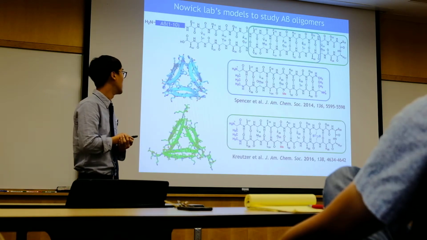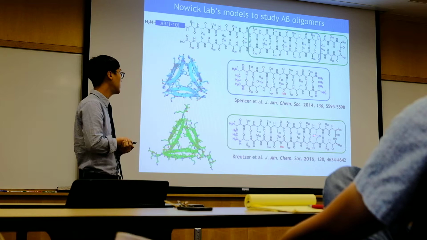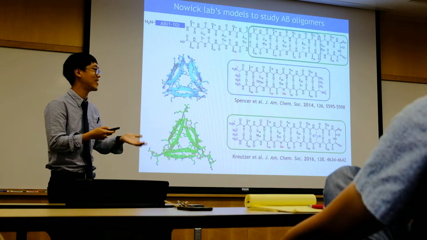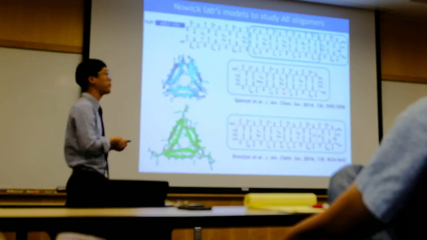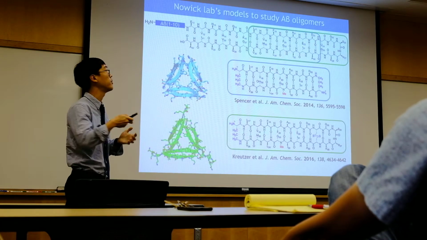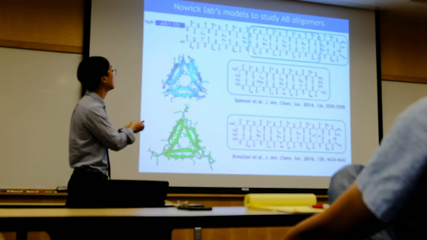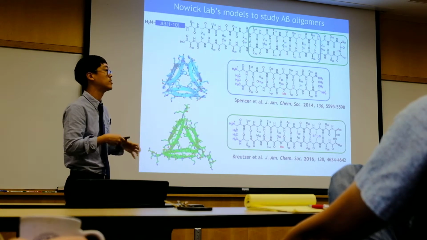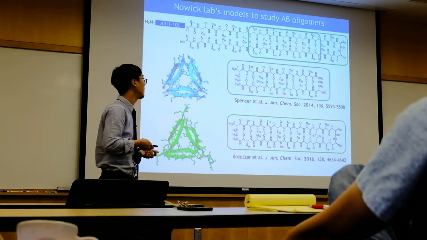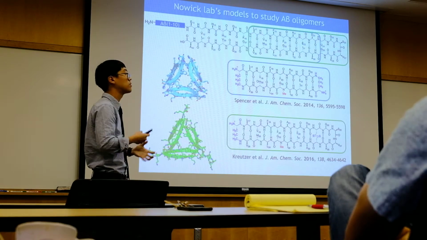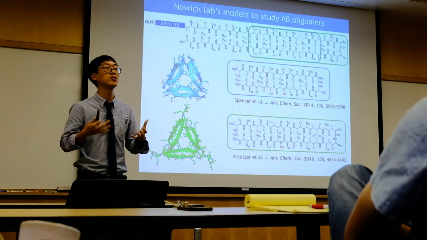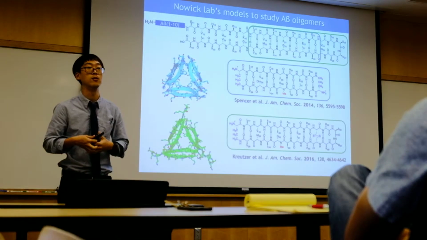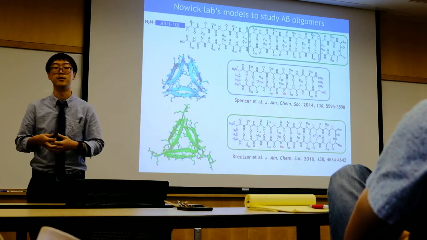Furthermore, in 2016, Dr. Kreutzer incorporated the beta turn region or the beta hairpin, encompassing this whole part of this Abeta, which is about half of Abeta, and was able to get a similar trimeric assembly structure, which was a really interesting insight that we were able to learn from this model system.